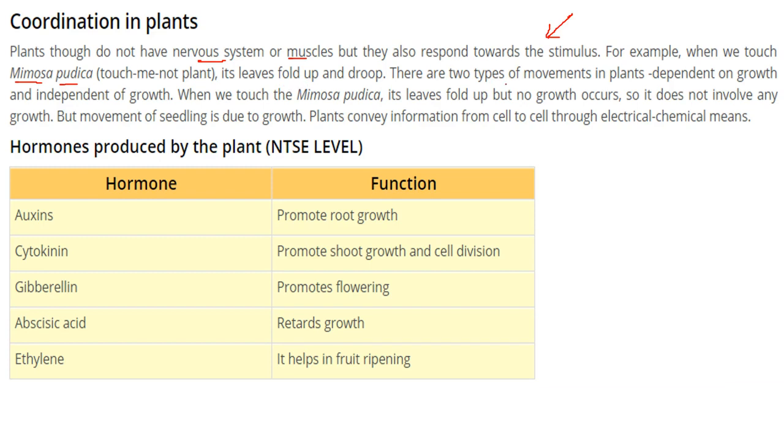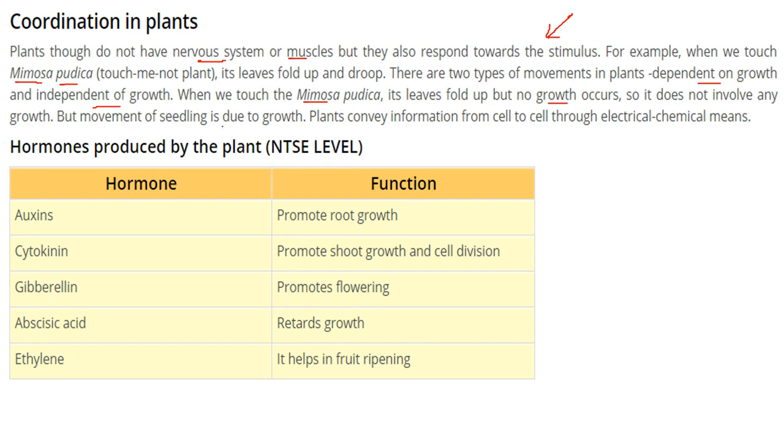So there are two types of movement in this plant. One is dependent on growth and one is independent of growth. When we touch this Mimosa pudica, its leaves fold but no growth occurs. That means it does not involve any growth, so it is independent of growth.